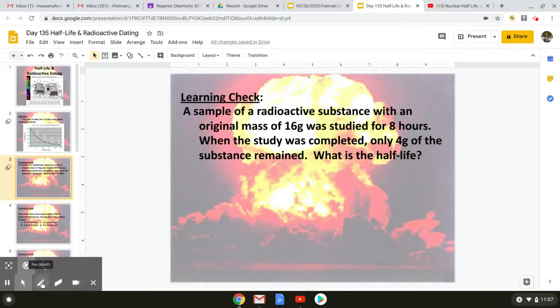There we go. So a sample of radioactive substance with an original mass of 16 grams was studied for 8 hours. When the study was completed, only 4 grams of the substance remained. What is the half-life? Like all problems, what we should do is look at what's important. The important things here are we had a mass of 16 grams and we looked at it for 8 hours. When the study was completed, only 4 grams of the radioactive substance remained.